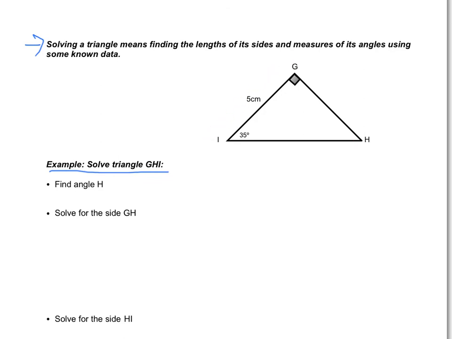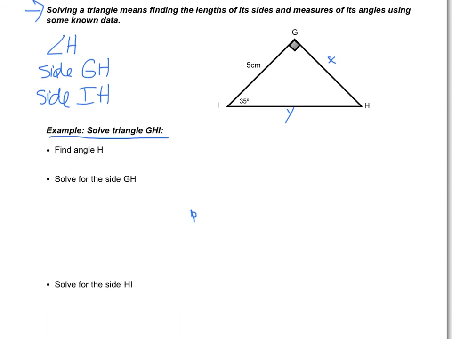What are we missing? What information do we need to find? Well, you're going to need to find the missing angle. You need to find angle H. And you need to find the two sides that are missing. You're going to need to find side GH, and you're going to need to find side IH. So if it helps you, you might want to call this side X and solve for X, and this side Y. But you don't have to. You can call it GH and IH as well.